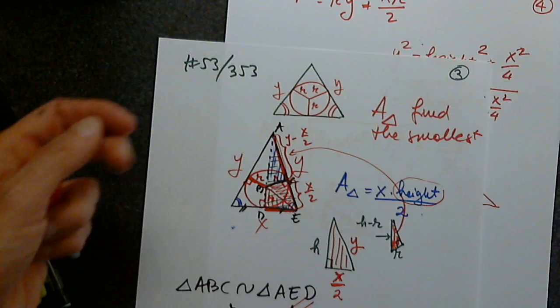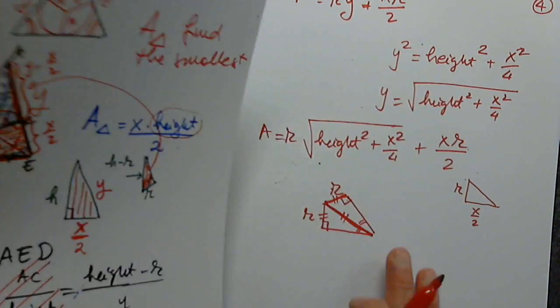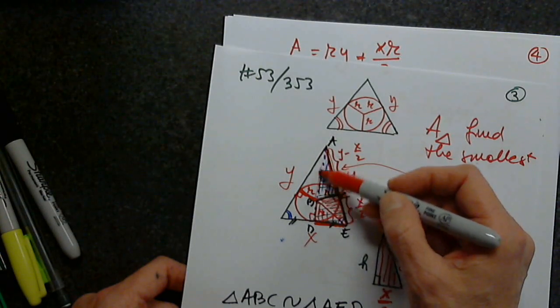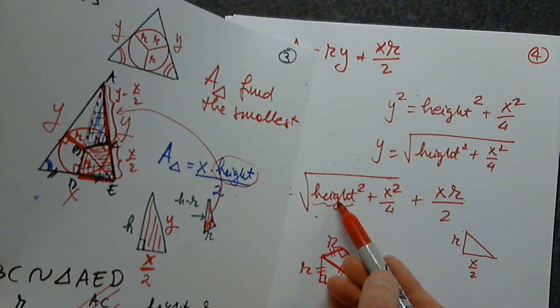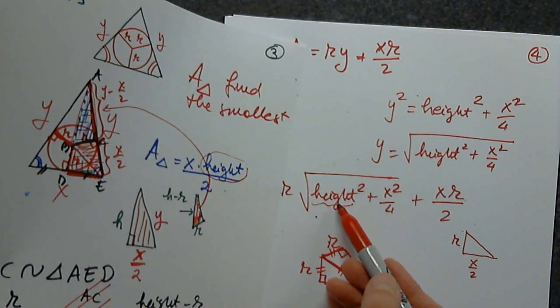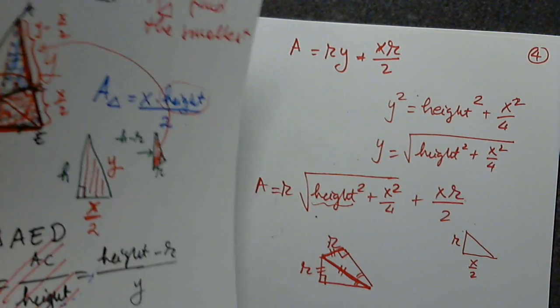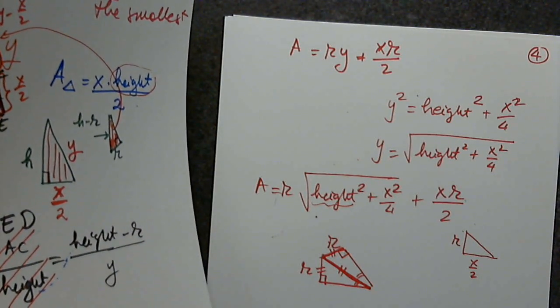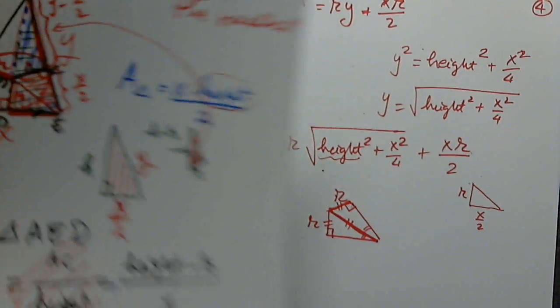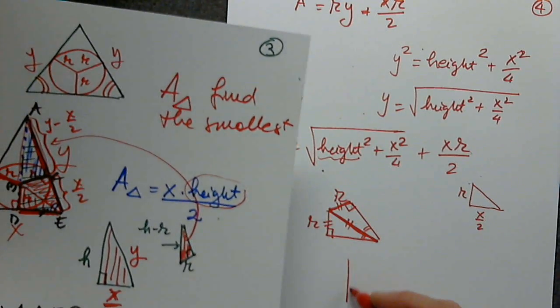That's the only difficulty here, determining the height. So if I determine this piece and I add r to it, then I replace the height in terms of x. And then I can say it's a function of x. Are you with me? Okay.